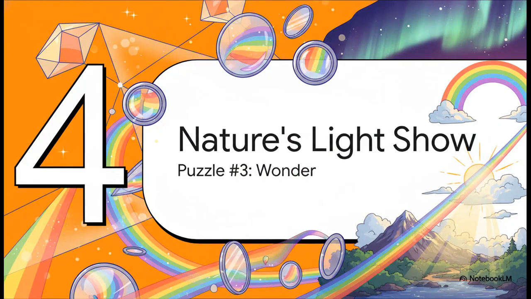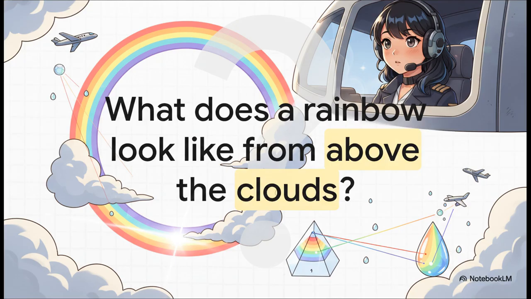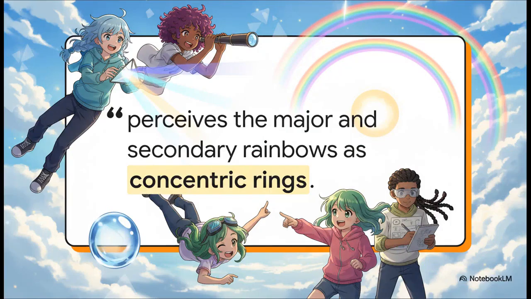Okay, we've tackled prisms, we've figured out mirrors and lenses. Now for the best part. Let's connect all these rules to our final puzzle, the absolutely stunning light shows that we see all around us in nature. So we've all seen a rainbow from the ground, right? It's that beautiful classic arc. But have you ever stopped to think, what would that same rainbow look like if you were, say, a pilot in an airplane flying high above the clouds and looking down? The answer is pretty mind-blowing.